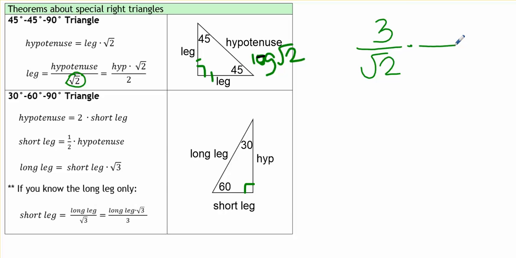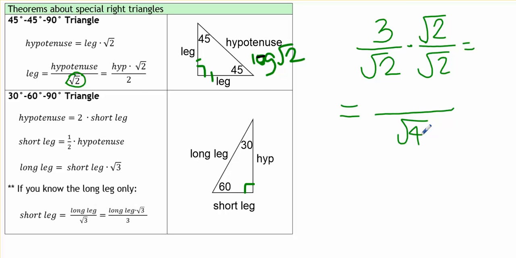And that's what we're trying to do. We want to change the way it looks. So we are going to multiply by the square root of 2 over the square root of 2. And I picked the square root of 2 on purpose because I know that when I multiply this out, actually I'm going to work down here. When I multiply this out, the square root of 2 times the square root of 2 is going to be the square root of 4. And we know what's going to happen next. That's going to simplify. On the top, though, we have this 3 times the square root of 2. So one more step of simplification, end up with 3 times the square root of 2 divided by 2.